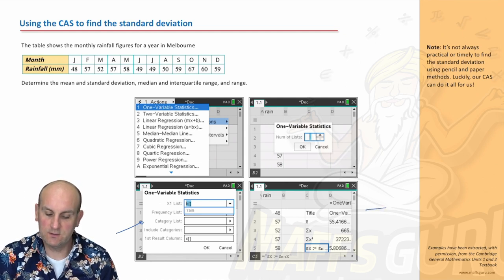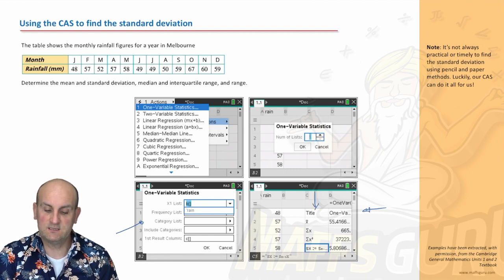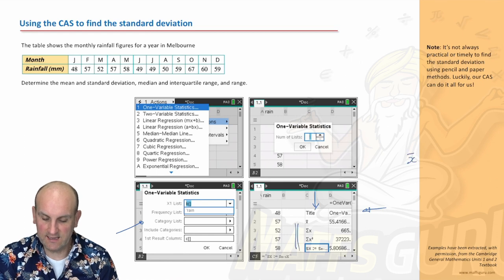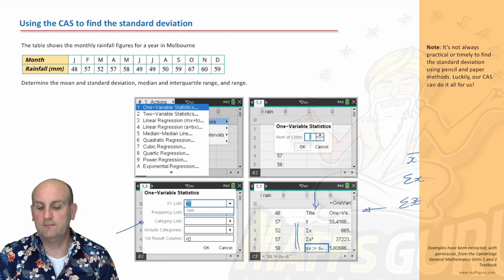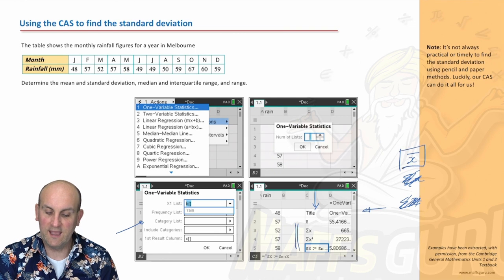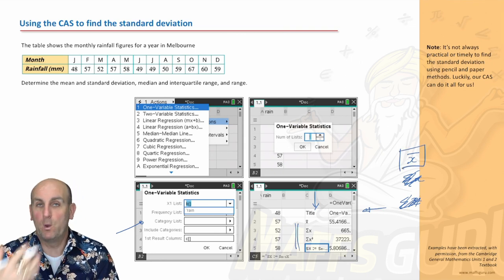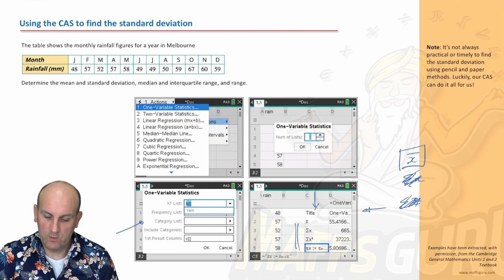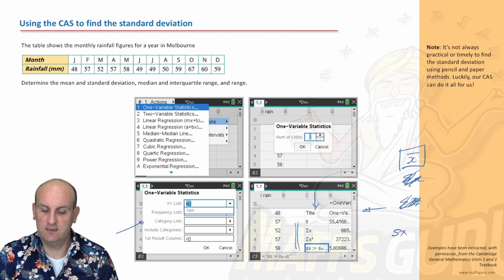Well, you've noticed that what you get now is two columns. One that says title, and then one with all these strange things. We've got X bar, we've got E of X, we've got E of X squared. Now we're not interested in that, we're not interested in that. The good news is that we now know what X bar stands for. The one we're really looking for is the one that has SX, right? So SX is your standard deviation.